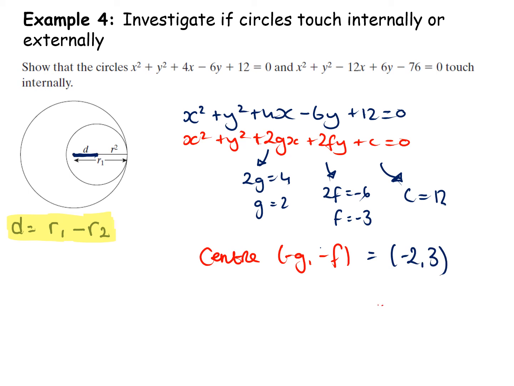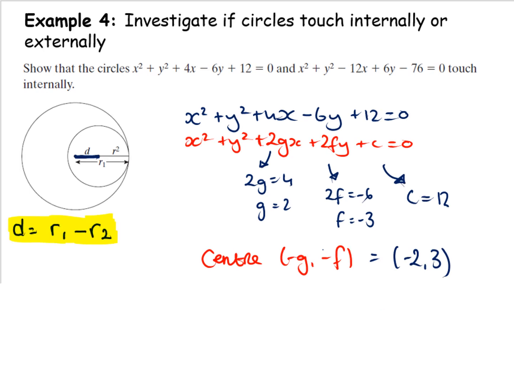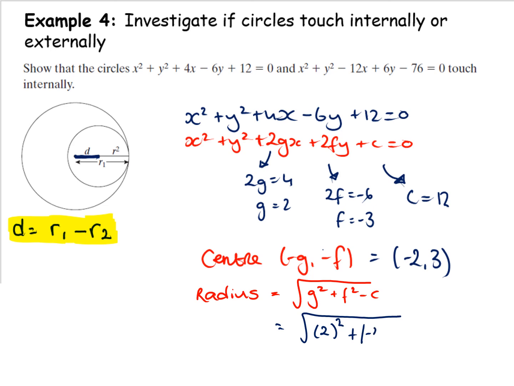And my radius is given as the square root of g squared plus f squared minus c: the square root of 2 squared plus (-3) squared minus 12, which equals the square root of 4 plus 9, 13 minus 12, the square root of 1, which is 1.